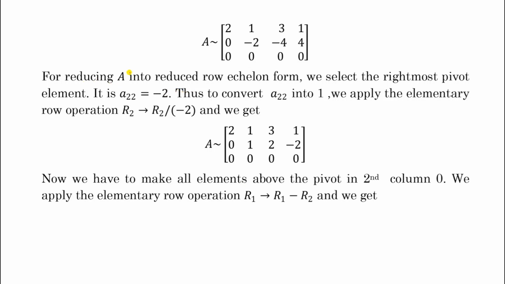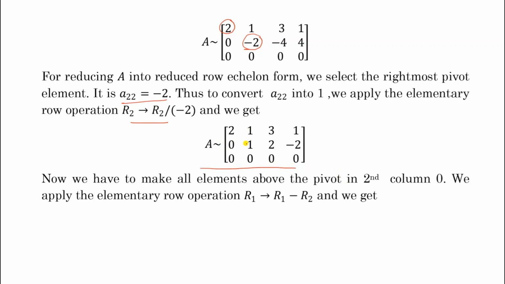Now this is the echelon form of A. To reduce this into reduced echelon form, select the rightmost pivot element. Look, the first one is this one, the second one is this one. So the rightmost is this one, that is A22. A22 equal to minus 2 is the rightmost pivot element. Thus to convert A22 into 1, we apply the elementary row operation R2 divided by minus 2 and you will get this matrix.